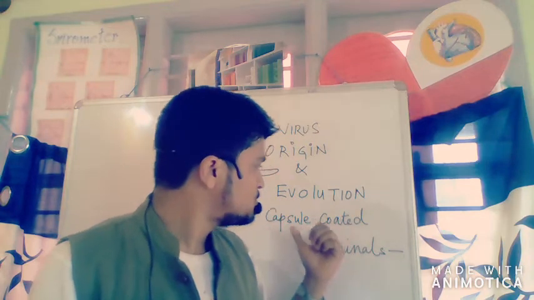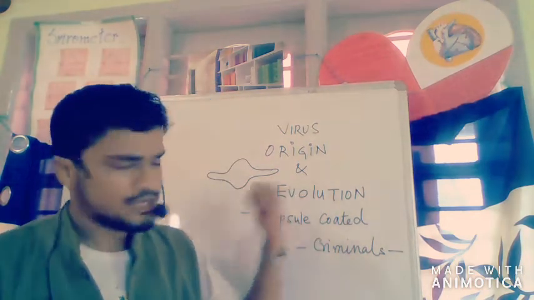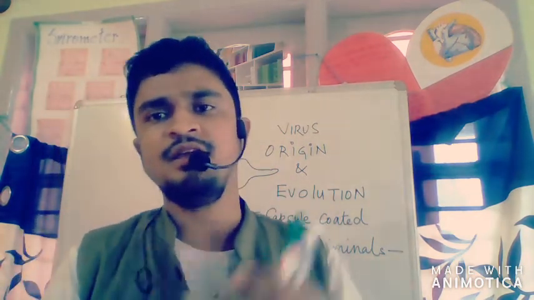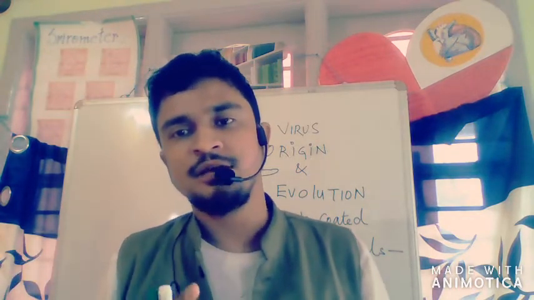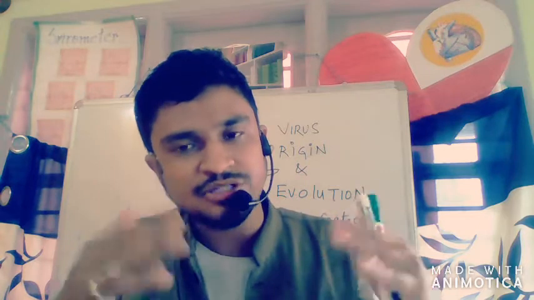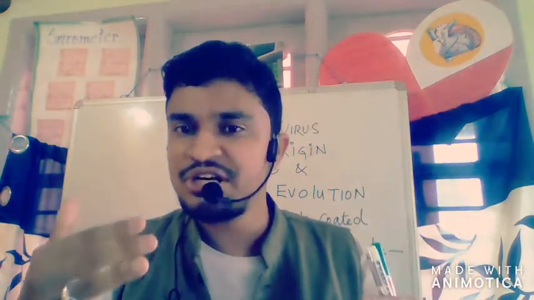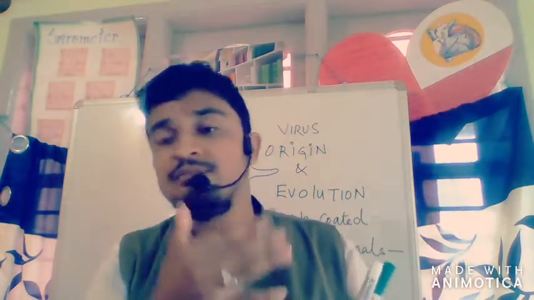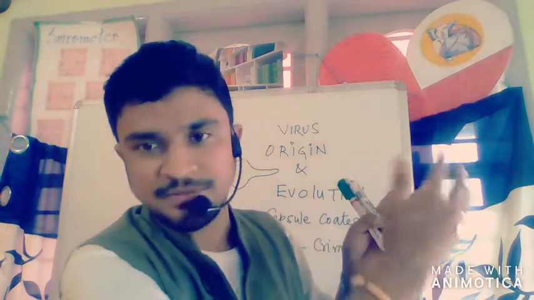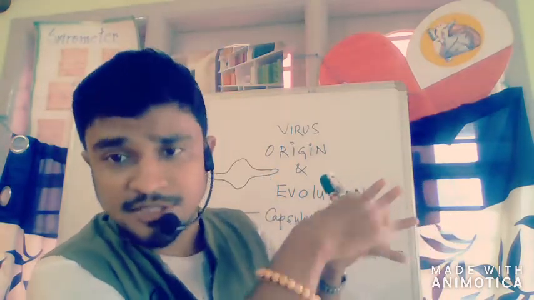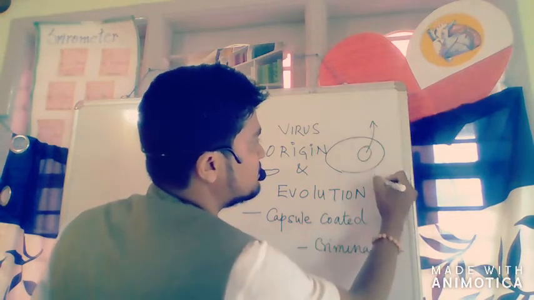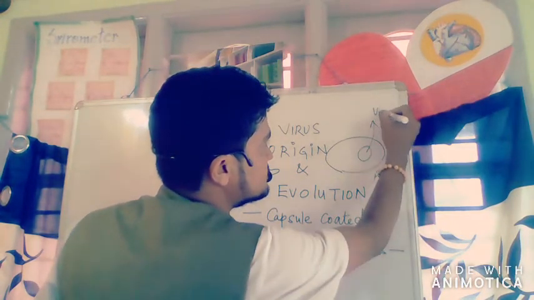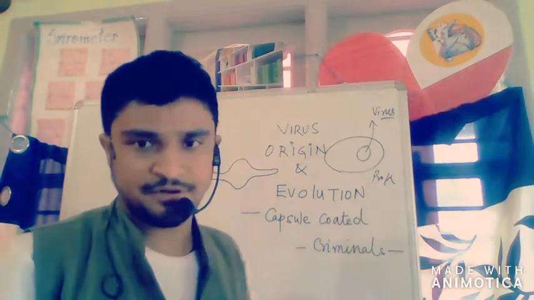You can also see that the origin and evolution of this virus is very complicated. Since it is an obligatory parasite, some say it cannot survive or originate before the host. Some theories say it arose from the bacterial plasmid. Suppose you have a bacterial plasmid here, and this plasmid gives rise to the virus. That means the origin of the virus is from prokaryotes.